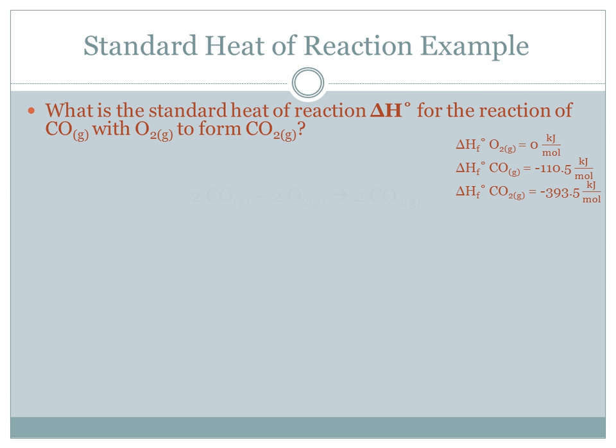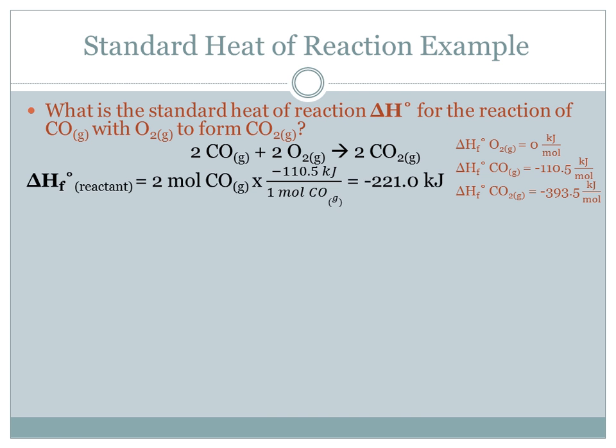But first, we have to start out with the balanced reaction. So 2 carbon monoxides plus 2 oxygens will make 2 carbon dioxides. Okay? So we start out with that balanced reaction. Now we need to find the delta H of formation of the reactants. So let's look at the delta H of formation of the reactants.